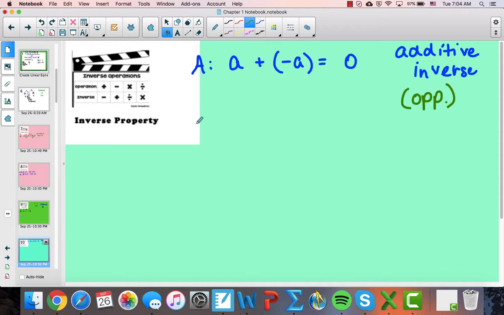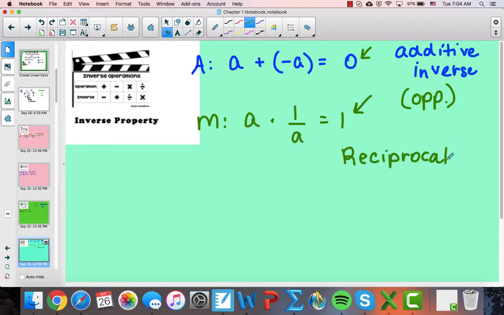Whereas with multiplication, slightly different, the multiplicative inverse, you're actually multiplying by the reciprocal. So with the multiplicative inverse, you're ending up with the number 1. With the additive inverse, you're ending up with 0. And again, with the multiplicative inverse, you're doing the reciprocal. We're going to work a lot with reciprocals this year.